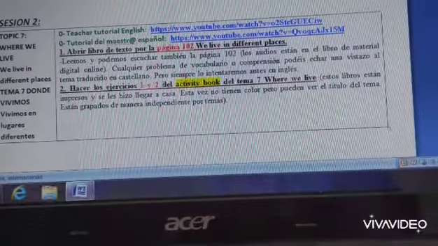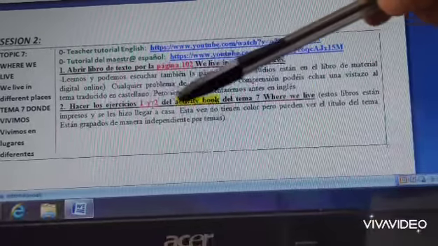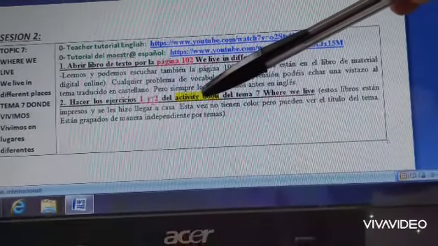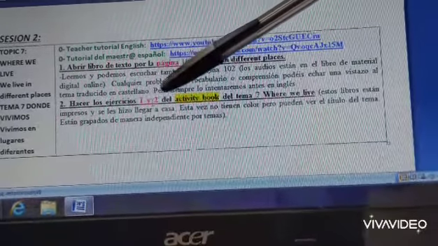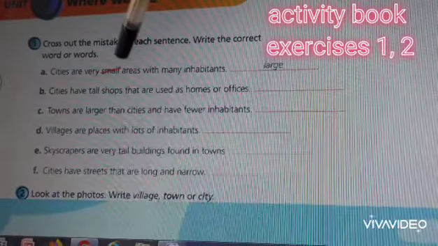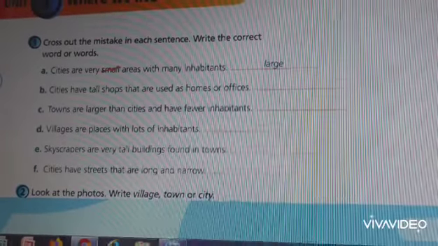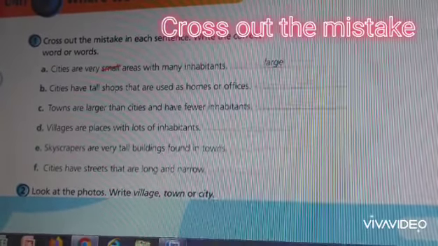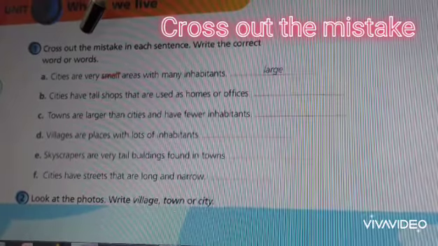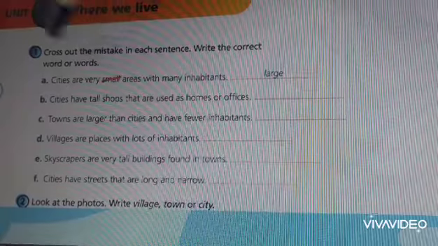And now, let's open your activity book and do exercises 1 and 2. Here in number 1, you have to cross out the mistake in each sentence. There is a mistake. Let's look at the example. They say, cross out the mistake in each sentence. Write the correct word or words.